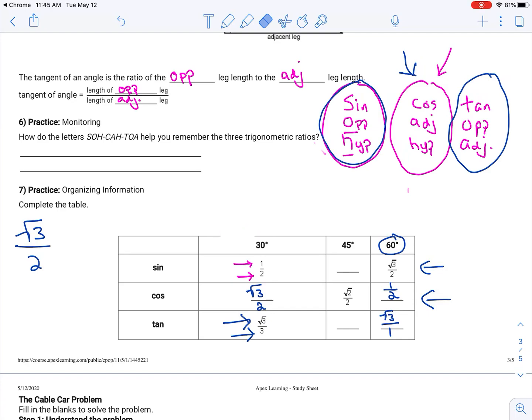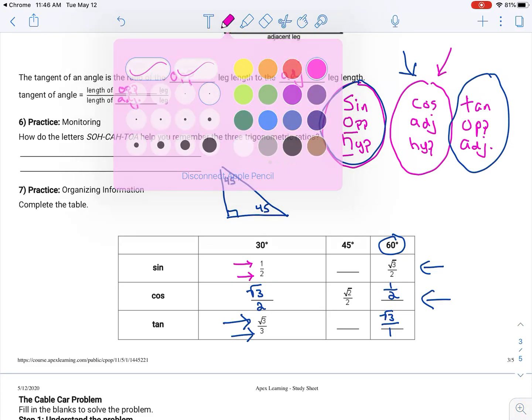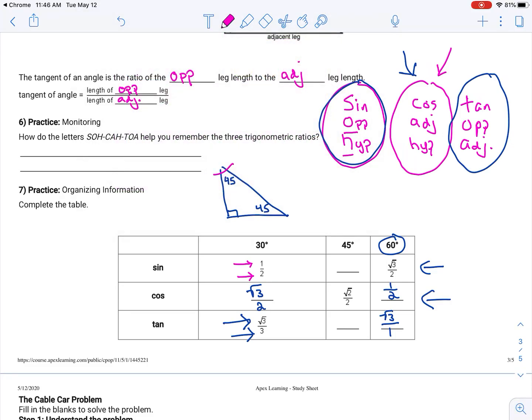So now I'm going to draw a triangle for you. That is a right triangle, because remember they're all right triangles in this. And it has a 45-degree angle, which of course means it has another 45-degree angle. So it doesn't matter which 45-degree angle we look at it from, because it's going to be the same. So if you remember from the last unit, it's 1, 1, and the square root of 2.